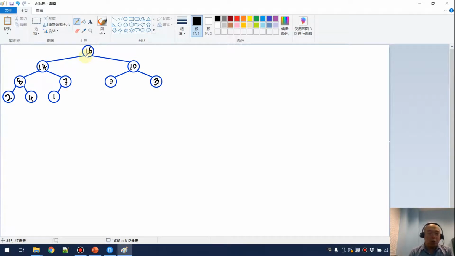And now, do we really have a valid heap? The answer is yes. So now we do have a valid heap. Okay, so this is the process of the heapify. To do the heapify, we don't need to touch the leaves.